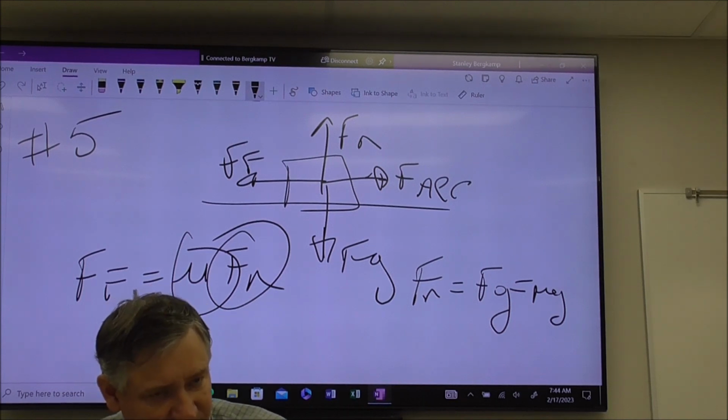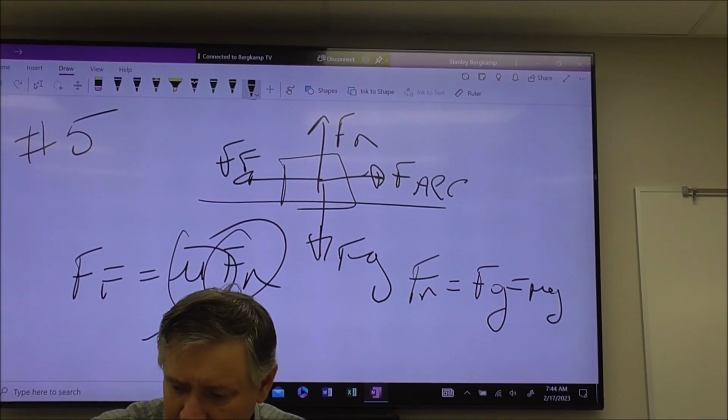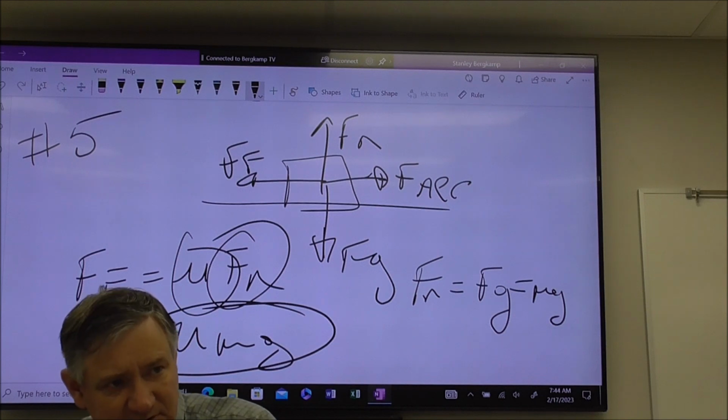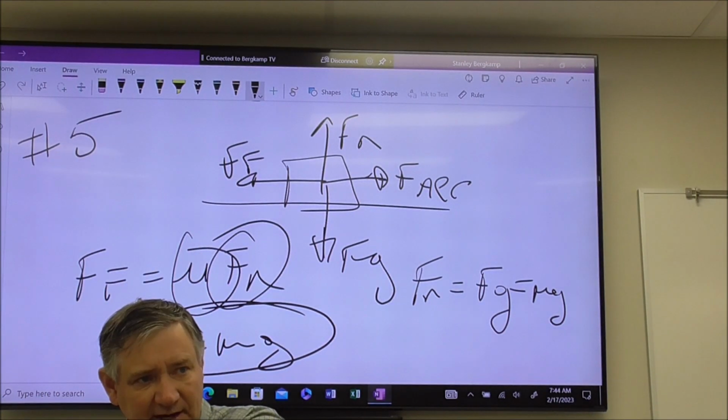Very close to that. Close to your current age. Just take mass times mu times gravitational acceleration, mu mg. There's your force of friction. Your applied force is going to be balancing that out.